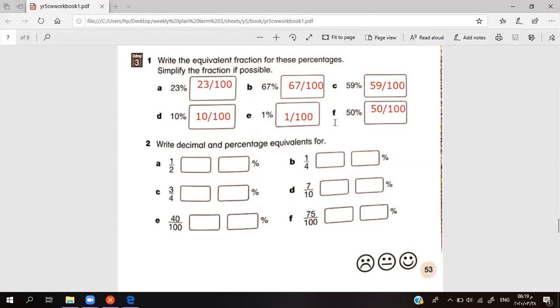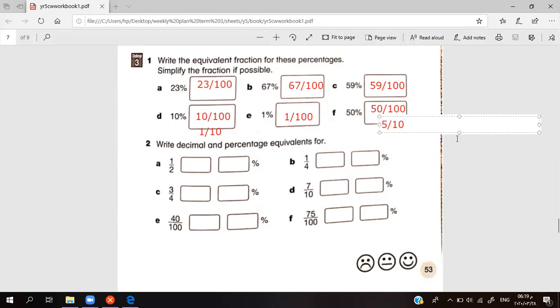He told me to simplify if I can. What does simplify mean? Simplify means that if there is any division I can make, I do it. The 10 over 100, can't I cross a 0 from here and a 0 from here? And it's going to become 1 over 10. What about 50 over 100? I can cross a 0 from here and a 0 from here, and it's going to become 5 over 10.